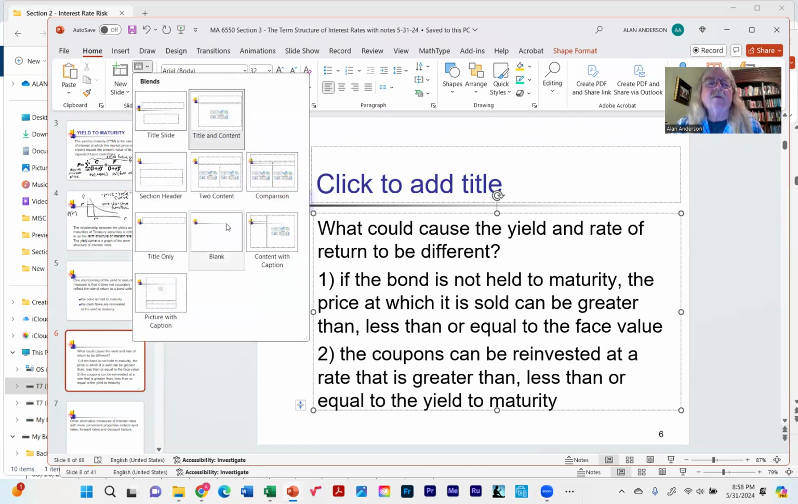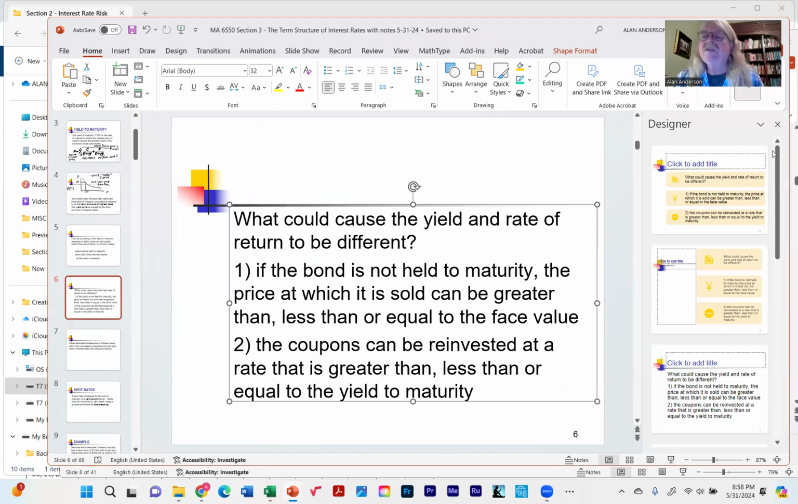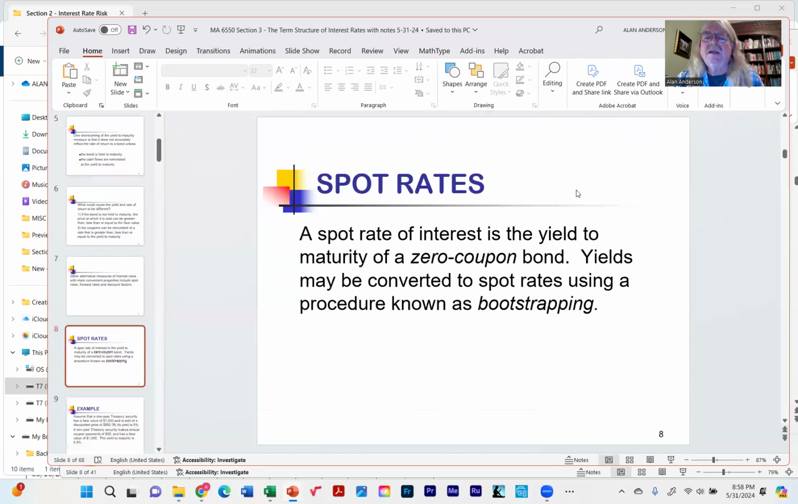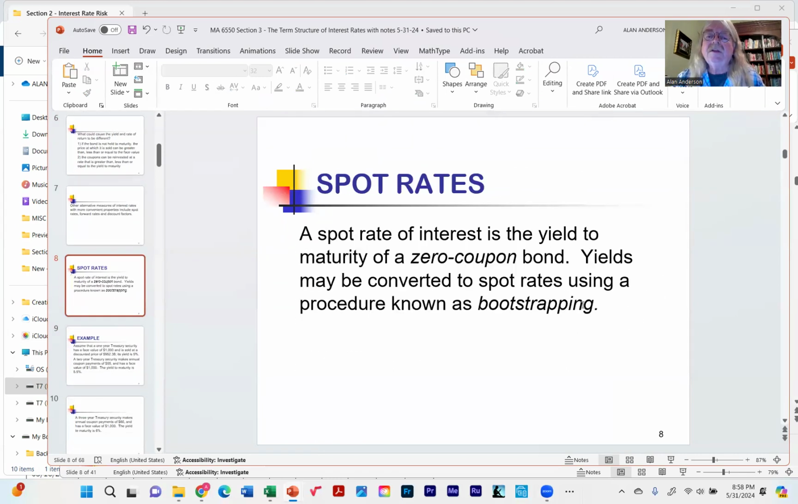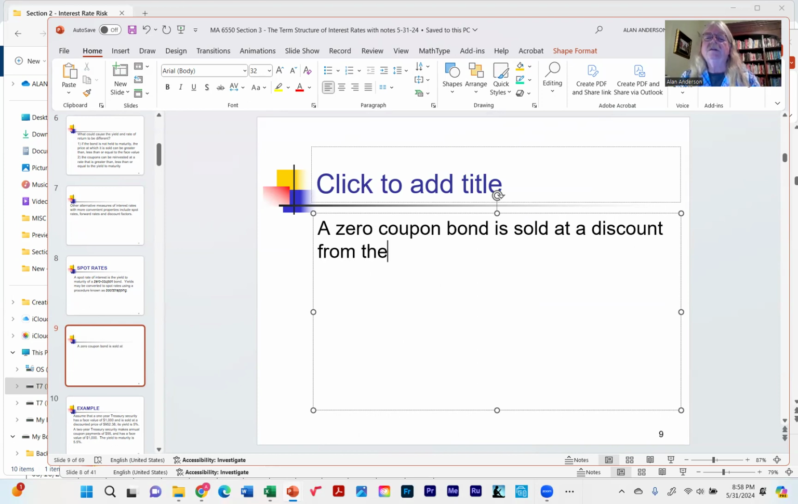Okay, now what about these other three alternative types of interest rates that we might encounter? Well, the next one is the spot rate. We really think of the spot rate as the yield to maturity of a zero coupon bond. Now we know that a zero coupon bond does not pay any coupons, of course. Instead, it is sold at a discount from the face value and then redeemed at the full face value, providing the investor with a capital gain.